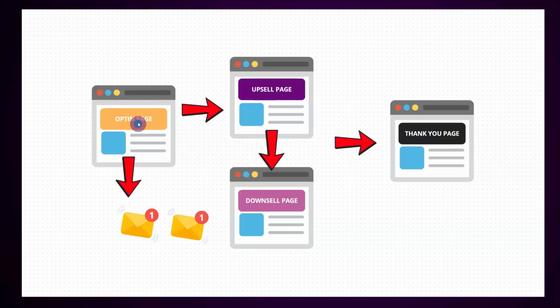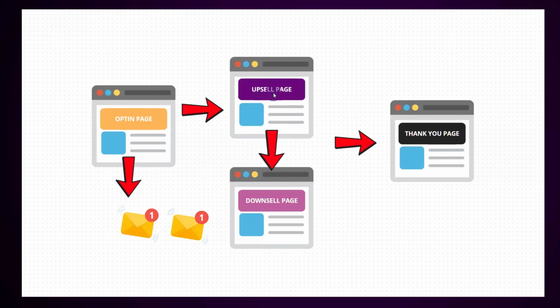So they're opting in for a free community. When they've opted in, they're going into our system and we're going to send them emails. Now, immediately before they even go to the thank you page, when they opt in, we're going to upsell them on something. So this is going to be the first time that we offer a product.